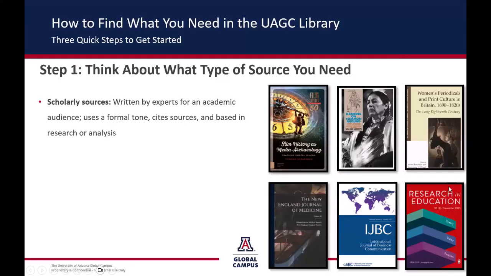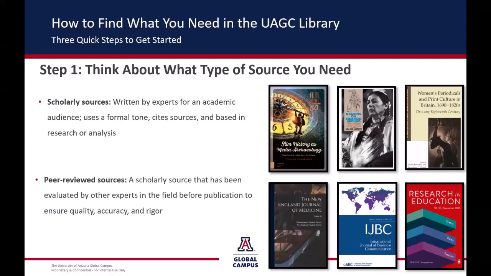So all of these resources that you see here on the screen are examples of scholarly sources. The titles on the top, I want to point out, these are actually scholarly ebooks from academic presses. And I point that out because while the academic journals on the bottom, like most academic journals, are considered peer-reviewed sources. These are scholarly sources that have been evaluated by other experts in the field before they could be published. So it's another layer that just ensures quality and accuracy and rigor.